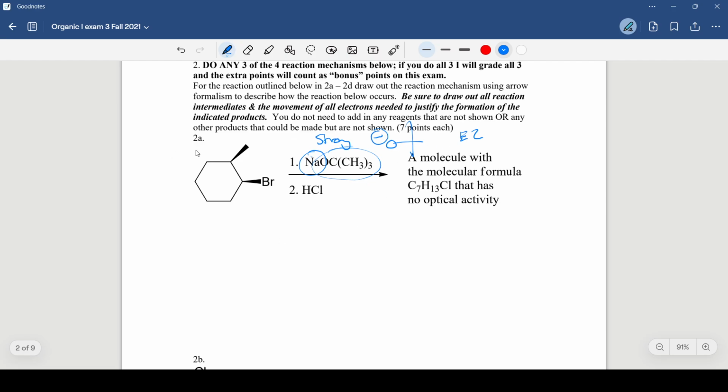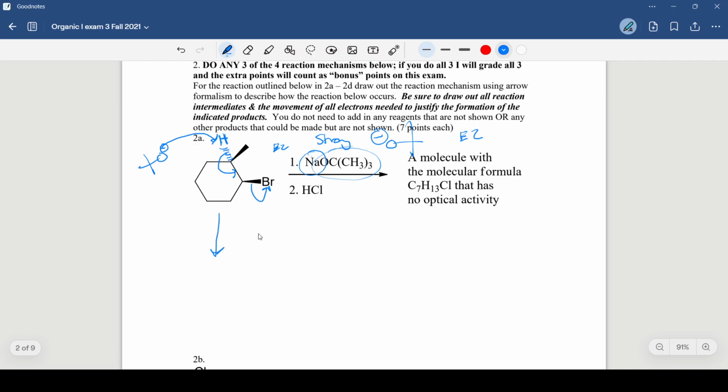And then remember, for E2, we have to have a hydrogen that is trans to the Br. So this first step is going to be E2. We're going to use this base to attack this hydrogen. The bond for the hydrogen is going to go down here, and then this leaving group is going to leave. This is just a regular E2 mechanism.